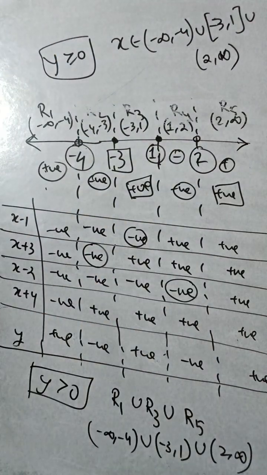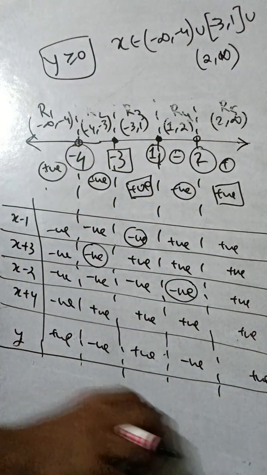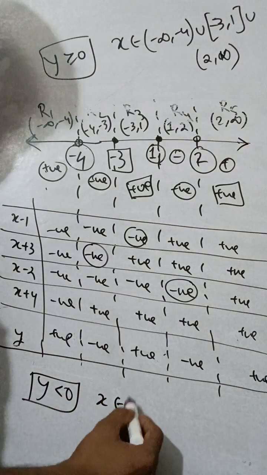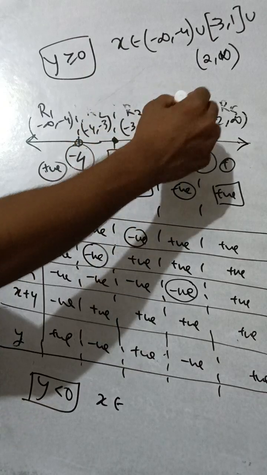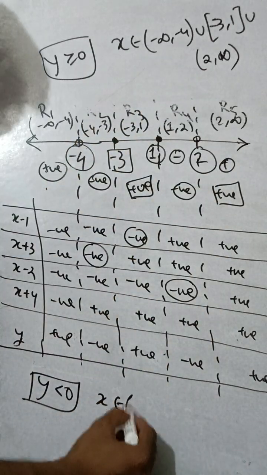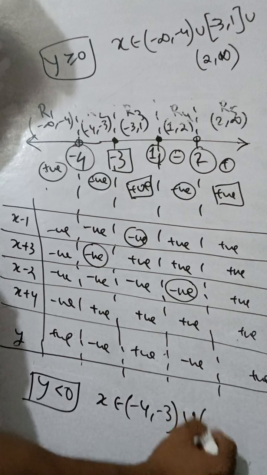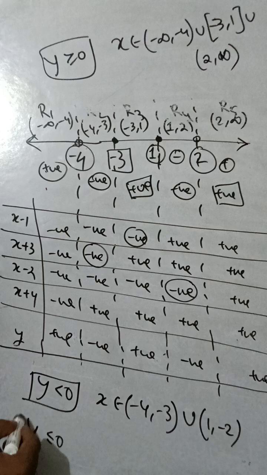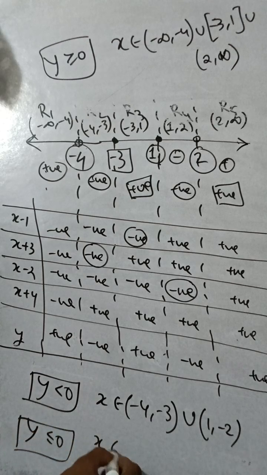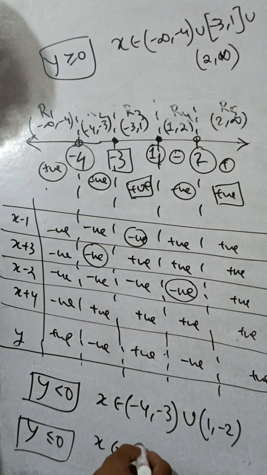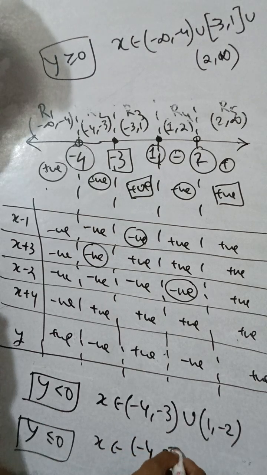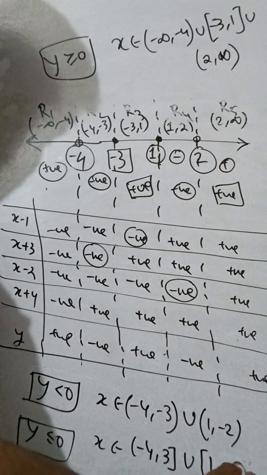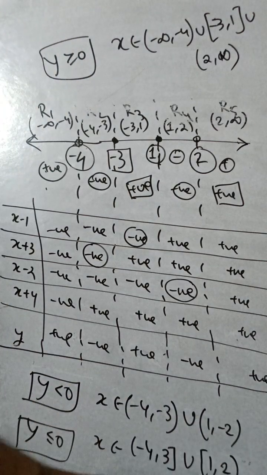Nice. Now where is this expression less than 0? Where is it negative? It is negative in regions R2 and R4. R2 is minus 4 to minus 3, union R4, which is 1 to 2. Where is it less than or equal to 0? It is less than or equal to 0 at minus 4 to minus 3, where we shall include minus 3, and union 1 to 2, where we will include 1 but not 2.